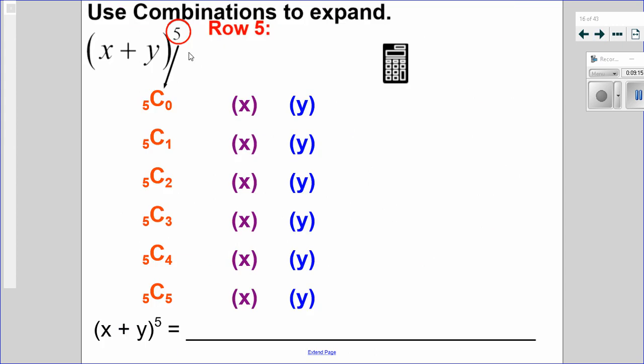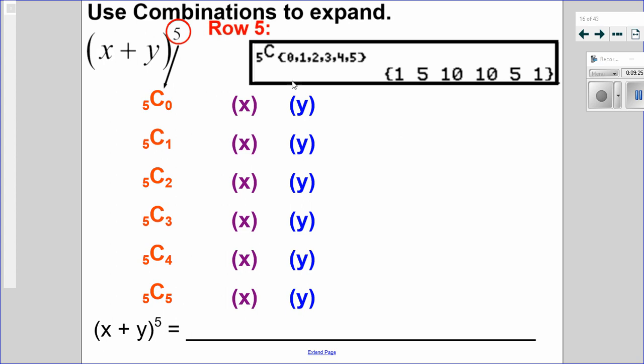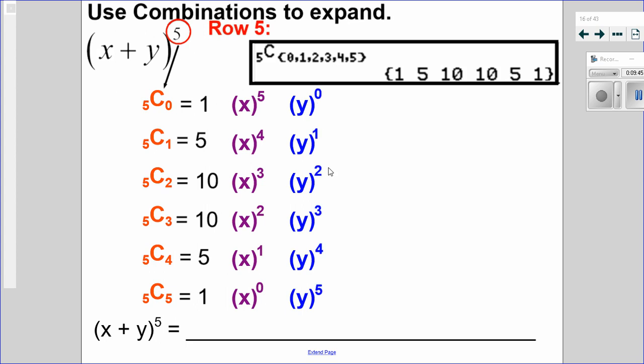So let's try that. So 5th row of Pascal's triangle, they're all 5C's, and it's 5C0 all the way up to 5C5. Now, we can figure this out on the calculator. Remember that little shortcut that I showed you as to how to enter in the combinations easily. So I can see now that the coefficients are going to be 1, 5, 10, 10, 5, 1. Let's put that with the exponents of the first term, which go from 5 down to 0, the exponents of the second term, which go from 0 up to 5. Putting it all together, I get that as my expansion.